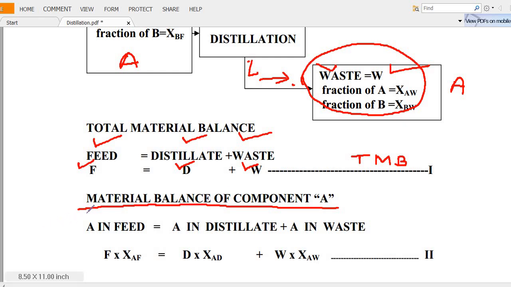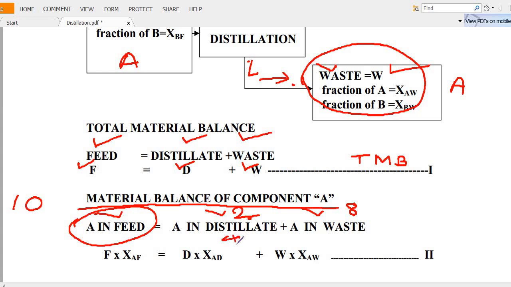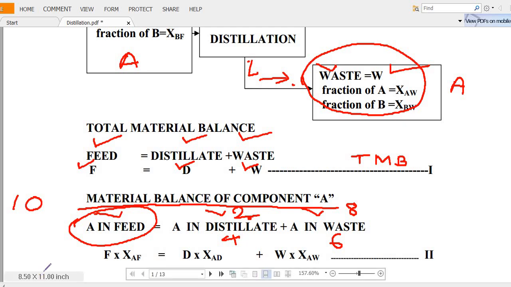As there is no reaction, whatever A is in feed, you must get A in distillate plus A in waste. Suppose there are 10 kg of A in the feed. Then suppose in distillate you get 2, then the remaining 8 must be in the waste. Suppose in distillate you get 4, then remaining 6 must be in waste. The total must be equal to A in feed.